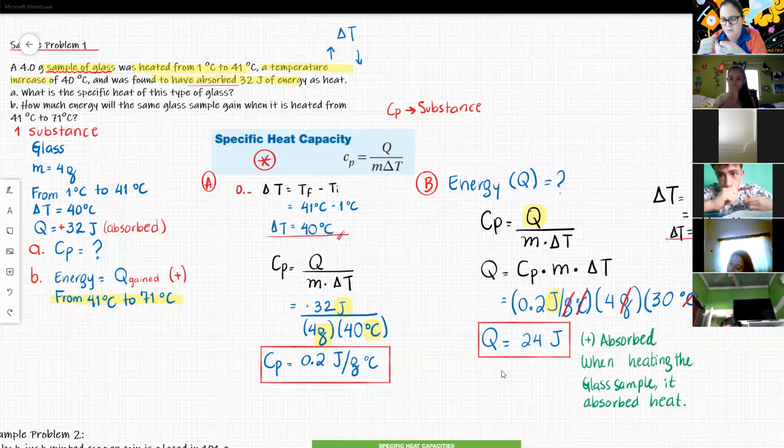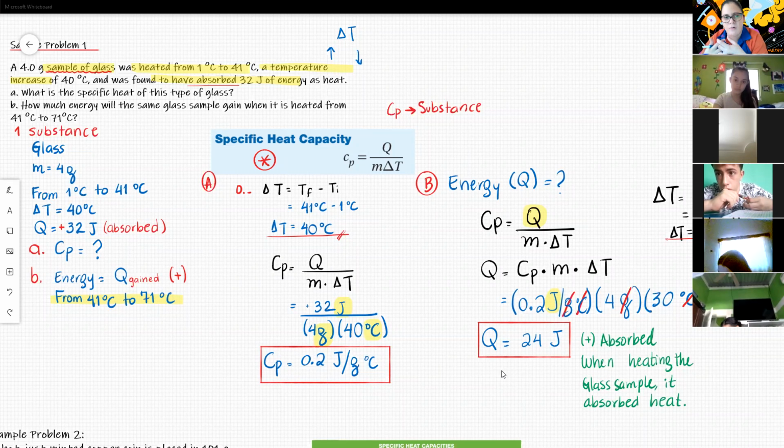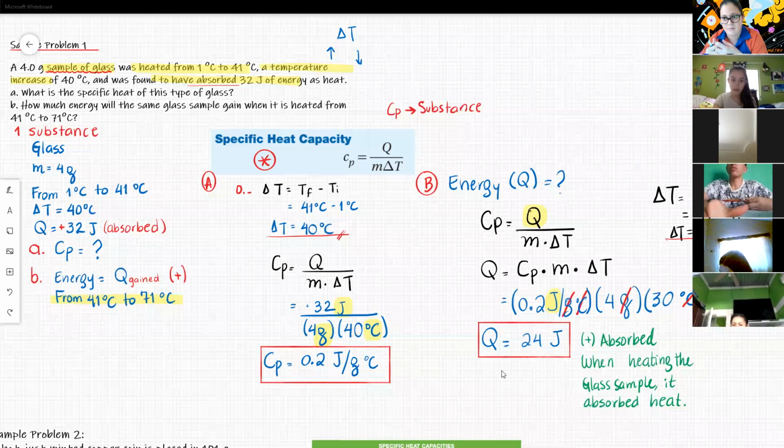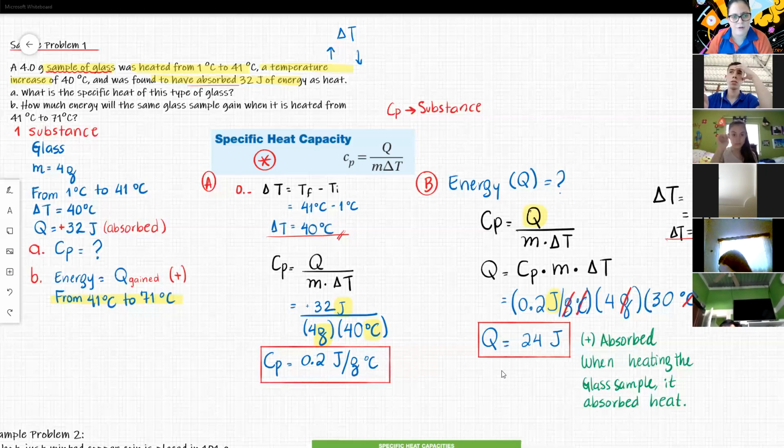When you heat your food in the oven or on the stove, what happens? Is the food cooler or hotter? Hotter, because it absorbs heat. So that's why I'm telling you, for these problems, yes, you can apply the formulas, but it also needs to make sense. You are heating the glass sample, which means that the energy is being absorbed. That's what I want you to analyze.